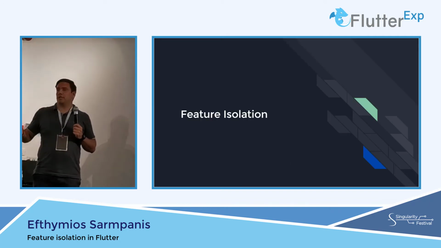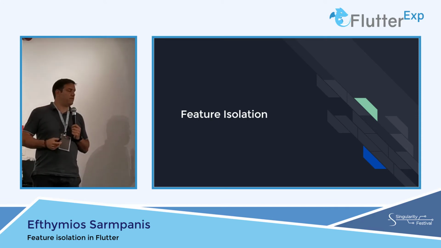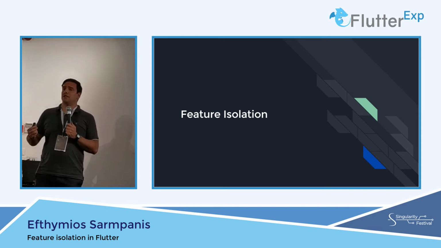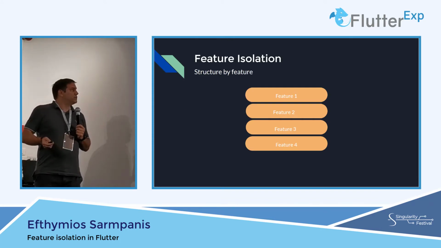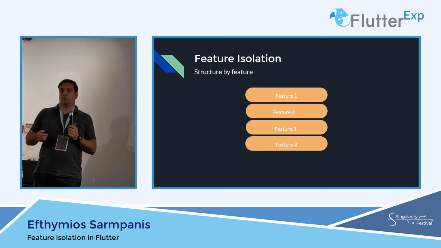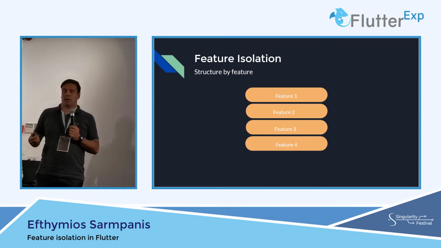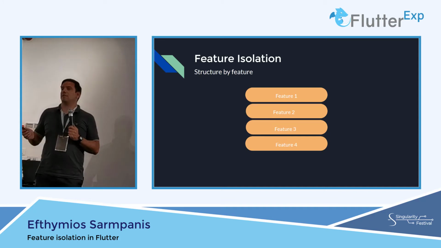So, okay, here comes feature isolation. How can we have features that are isolated and that we can promote clean code inside our repository? First of all, structure by feature. If you structure by feature, then whoever opens up your repository will have a hint of what this application does right from the bat without having to look at any other code.